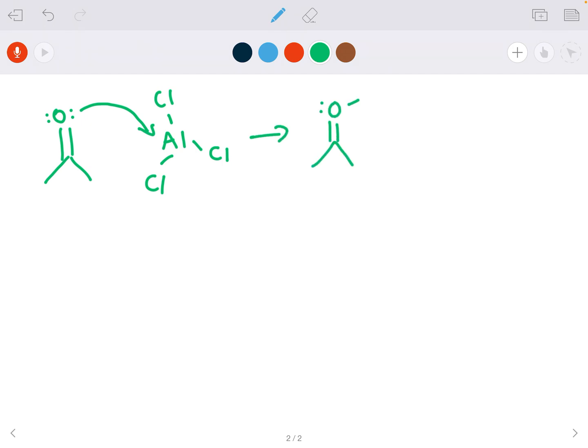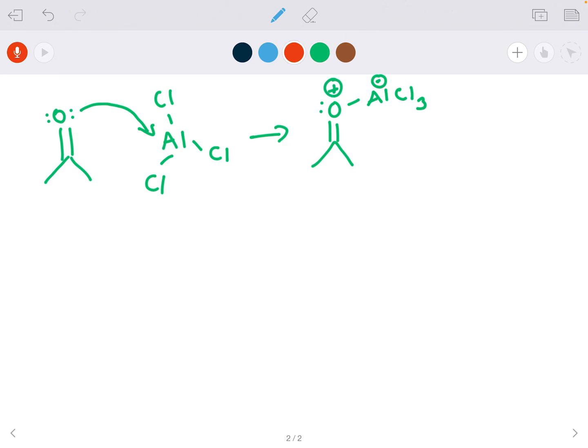So I want to run through an example here of a reaction that doesn't involve any hydrogens, but is still an acid-base reaction. I'm going to react acetone here with aluminum trichloride. What happens here is the lone pair from the oxygen comes in and attacks the aluminum, and what we get as our product is a complex, with a negative formal charge on the aluminum and a positive formal charge on the oxygen.